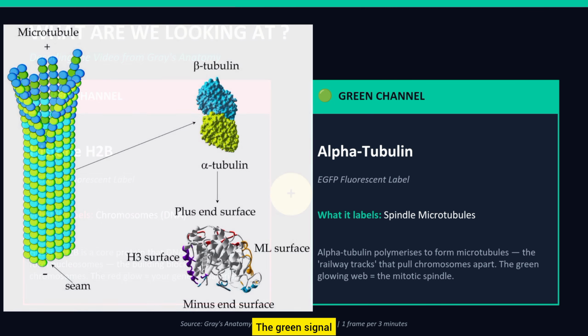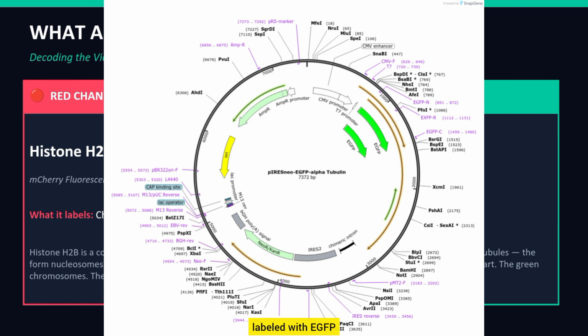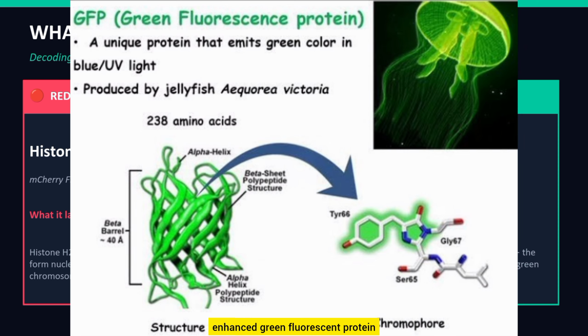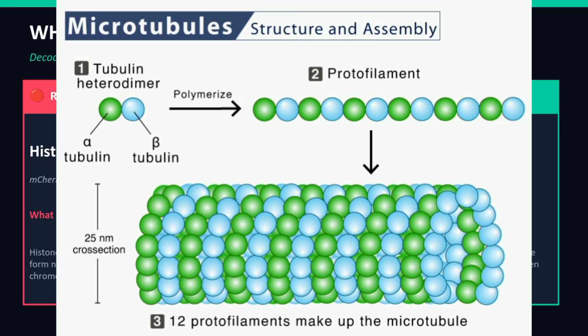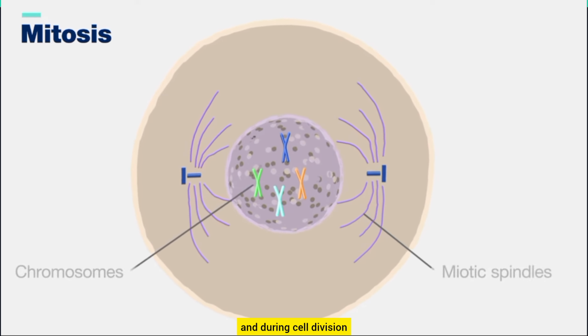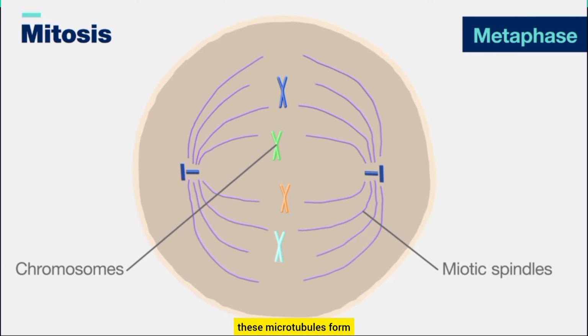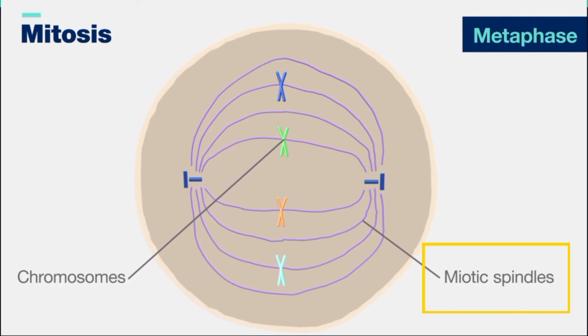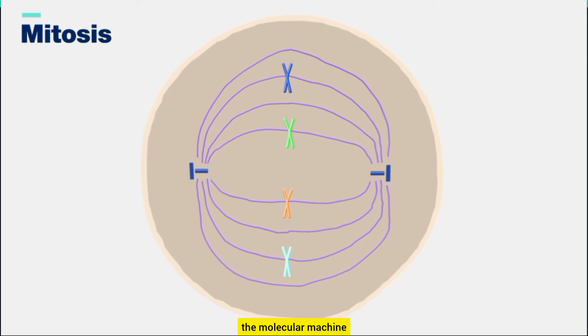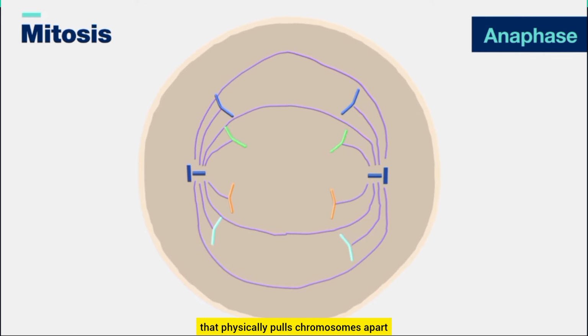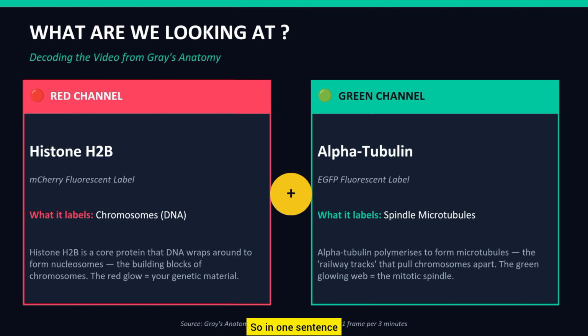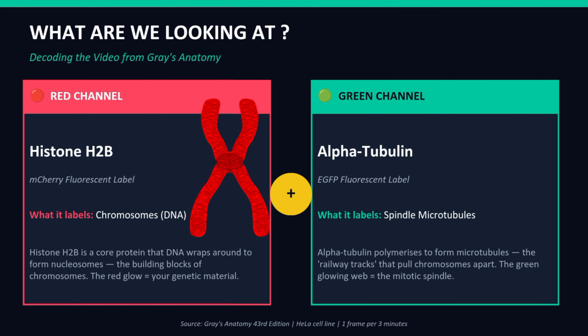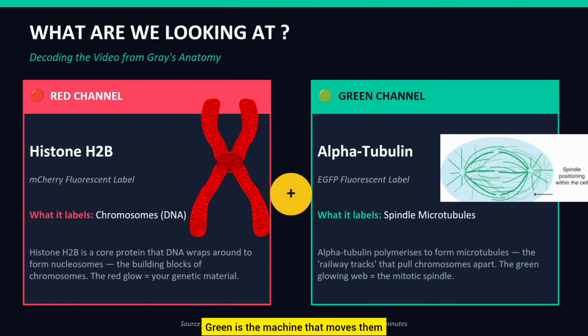The green signal, that's Alpha-Tubulin, labeled with EGFP, enhanced green fluorescent protein. Alpha-Tubulin polymerizes to form microtubules, and during cell division, these microtubules form what we call the mitotic spindle, the molecular machine that physically pulls chromosomes apart. So in one sentence, red is your chromosomes. Green is the machine that moves them.